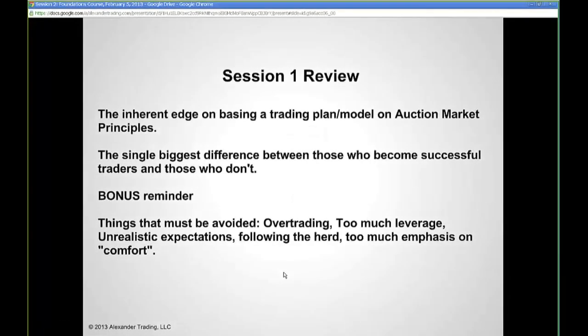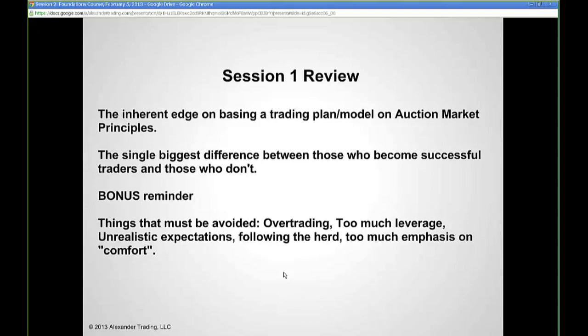Okay, to review session 1, we established that there is an inherent edge when you base your trading plan on auction market principles. And really what you're doing is developing a worldview of the market that is unique, and it is that worldview, that bigger picture view, that drives your analysis and drives your trading.